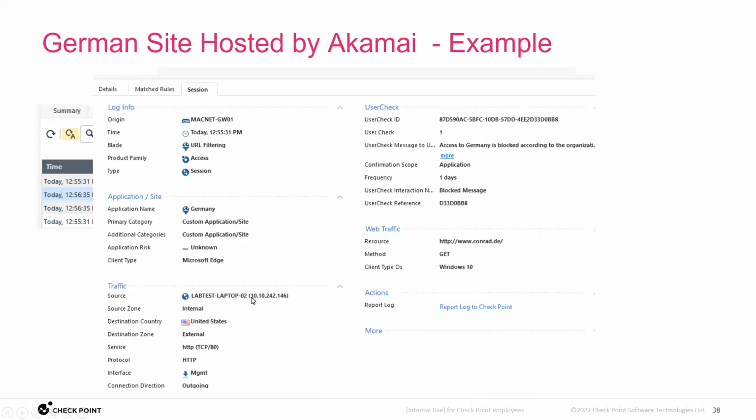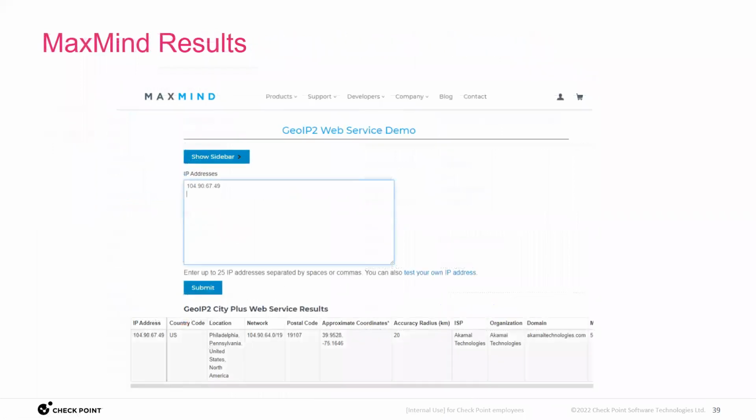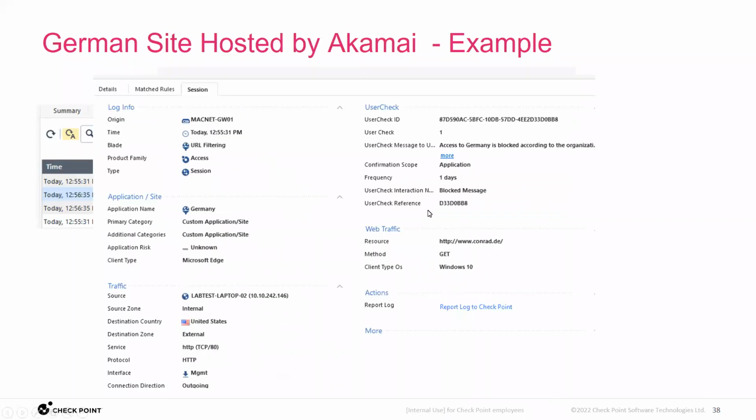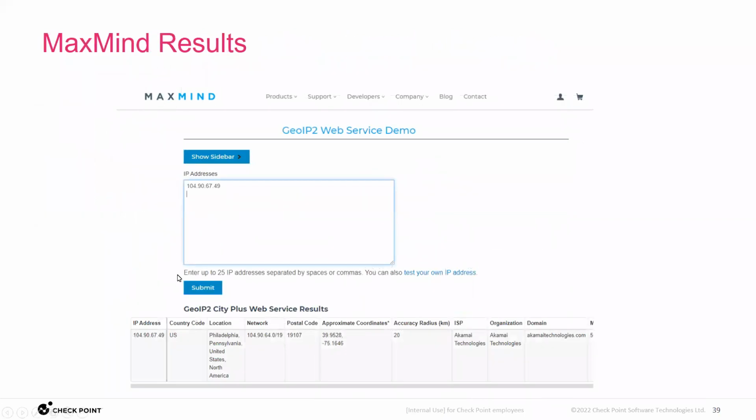And if you take this IP address that it was going to, I'm trying to remember where that was. It was actually 104.90.67.49. I believe if you go up in here, 104.90.67.49. If I go into MaxMind, it actually does tell me that it's part of the US country code, and it's part of Akamai. Well, that makes sense. This is one of those global hosting areas, and this is one of the IP addresses that are assigned to that URL.